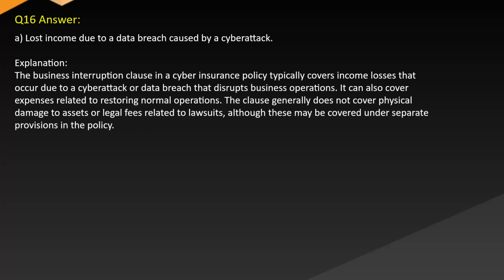Answer A. Lost income due to a data breach caused by a cyber attack. Explanation: the business interruption clause in a cyber insurance policy typically covers income losses that occur due to a cyber attack or data breach that disrupts business operations. It can also cover expenses related to restoring normal operations. The clause generally does not cover physical damage to assets or legal fees related to lawsuits, although these may be covered under separate provisions in the policy.